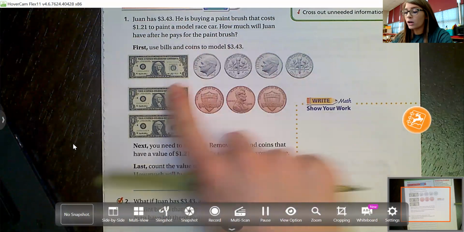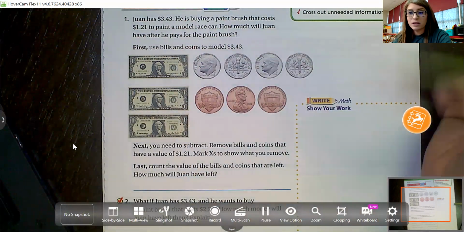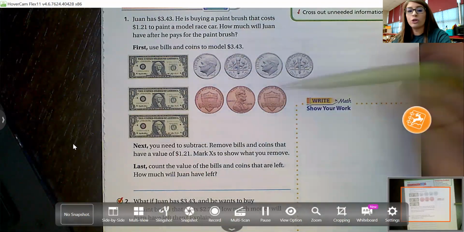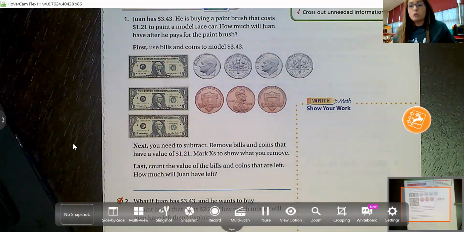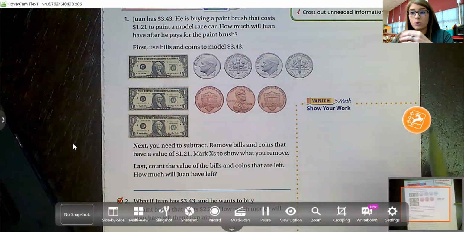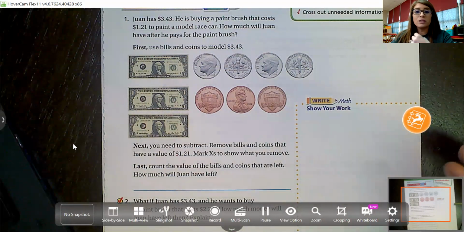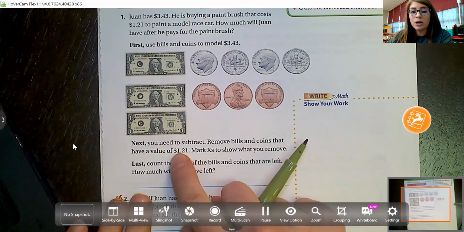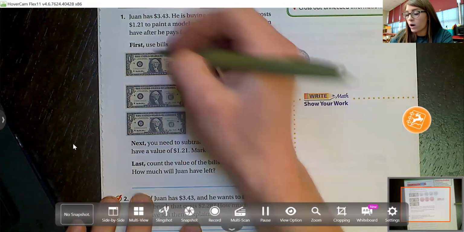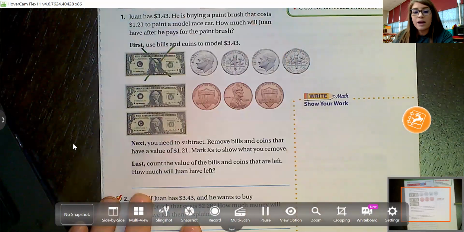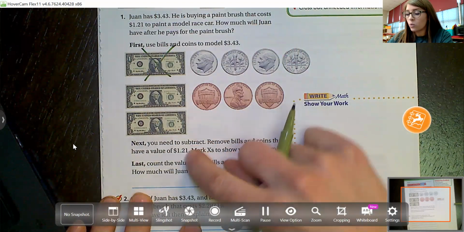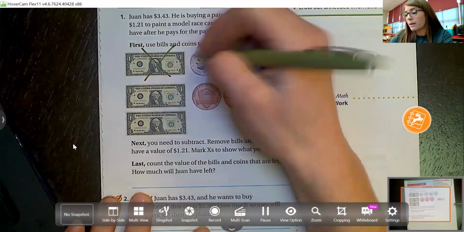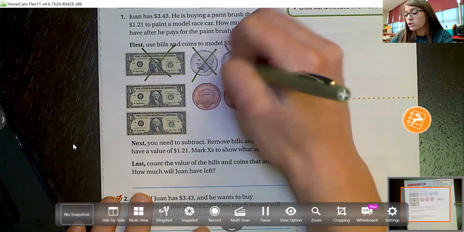Okay, well, as you can see, they have already modeled the $3.43 for us. 1, 2, $3, 10, 20, 30, 40 cents, 41, 42, 43. So now, because we are subtracting, we're going to remove the bills or cross out the bills and the coins that were used to buy the paintbrush. So the paintbrush cost $1.21. So I'm going to go ahead and start with my largest place value. I'm going to cross out that $1 bill. And then I'm going to move on to 21 cents. How many dimes will it take to make 20? Very good. Dimes are 10 cents a piece, so I'm going to have to cross out 2 of them.